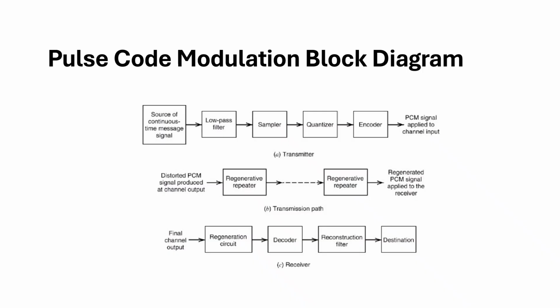Thus at the end of the encoder, the PCM signal is generated. It consists of a number of ones and zeros. The generated PCM signal is transmitted through the transmission path.